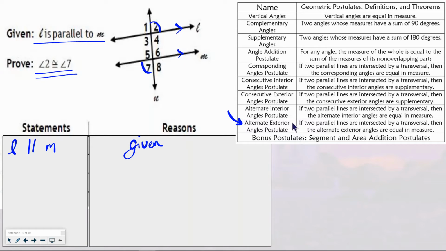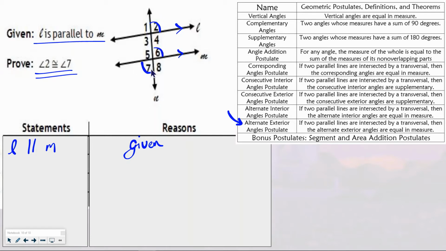So first, I want to think about how I am going to prove that, and then start listing out the statements and reasons. There are a few different ways that you could do it. I'm seeing that angle 2 and angle 6 are corresponding angles. If I know that these are parallel and these are corresponding angles, then those have to be congruent. And then 6 and 7 are vertical angles. So if those are congruent and these are congruent, then I know that 2 and 7 are congruent.